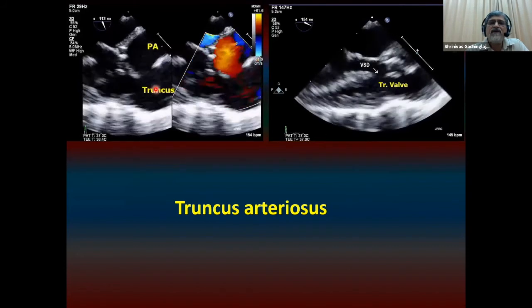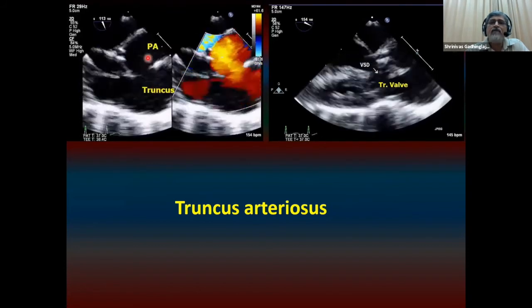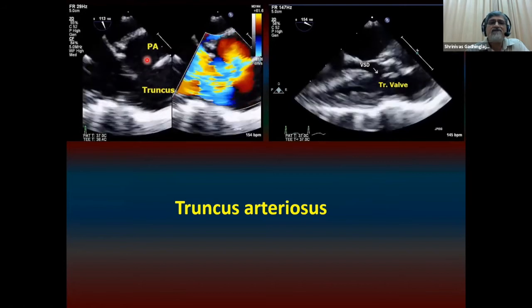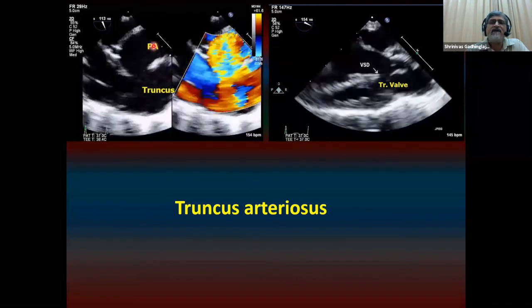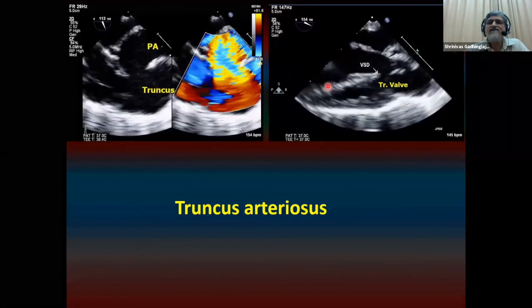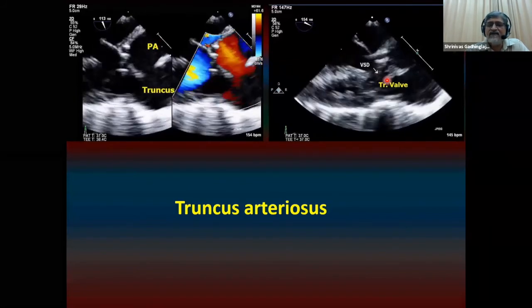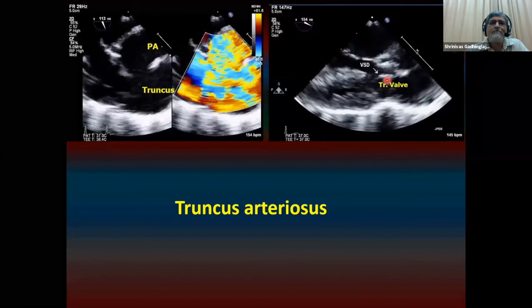In truncus arteriosus, both the branches, aorta as well as pulmonary artery, arise from the truncus. The truncus usually continues as the aorta, and the pulmonary artery arises as a branch of it. Here, this is kind of type 1 of the Collett and Edwards classification. You can see the VSD and the truncal valve here. This is a truncus arteriosus.